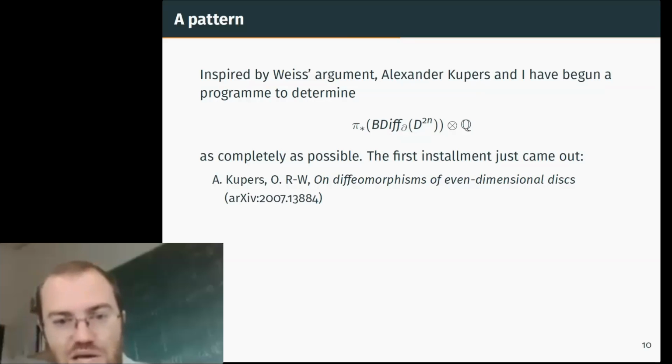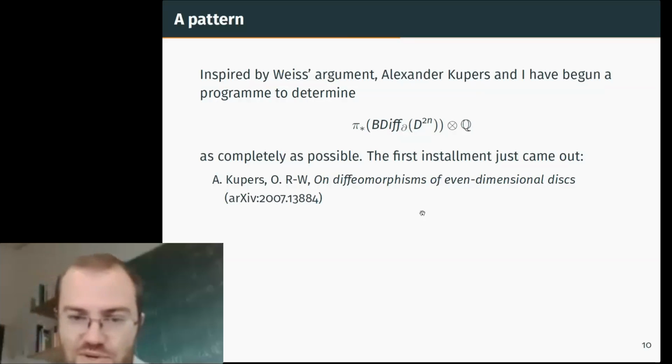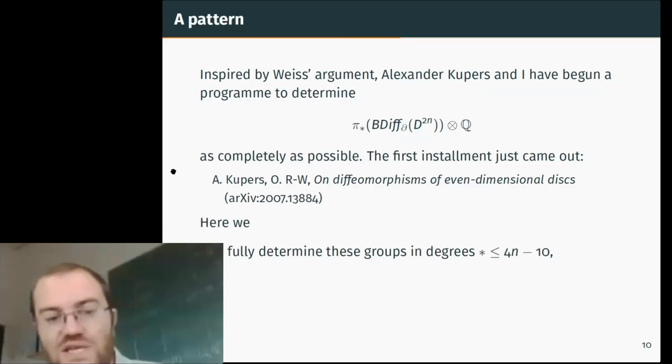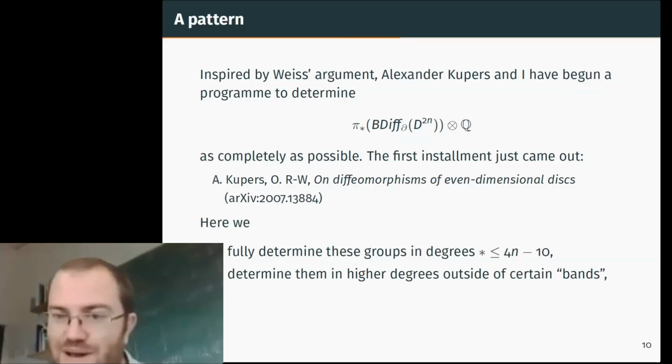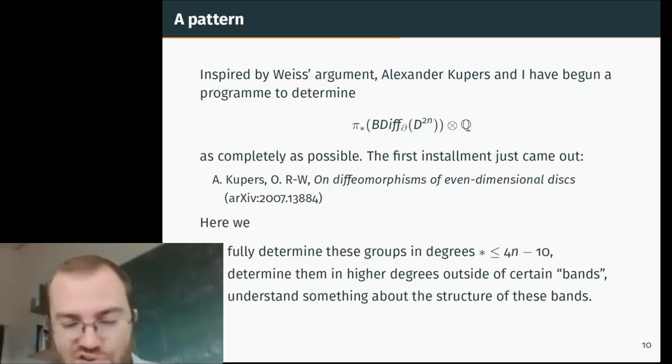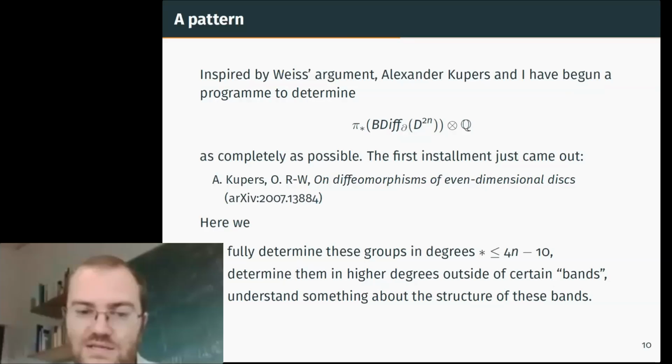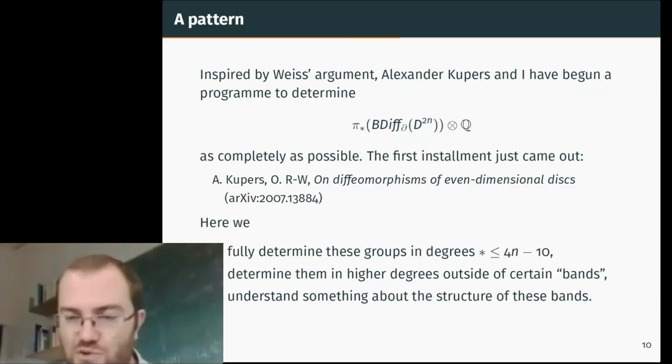The first paper in this story just came out a month or so ago. And here we do the following 3 things. We fully determine what the groups are in degrees up to about 4n. Above that range, we also determine them with certain exceptions, so outside of certain bands, as we call them. And we also understand something about the structure of these bands. I think the easiest way for me to explain what these 3 things mean is to show you a picture, and then it's much more comprehensible.